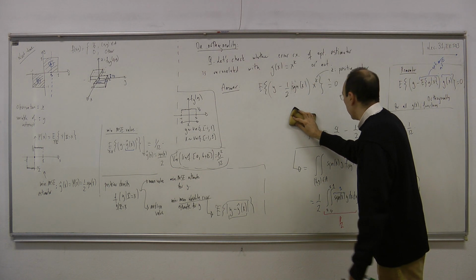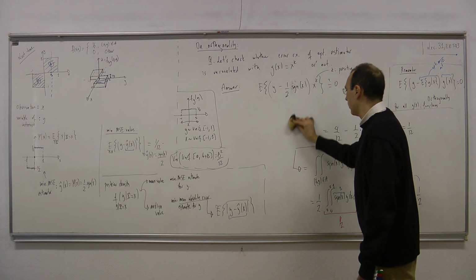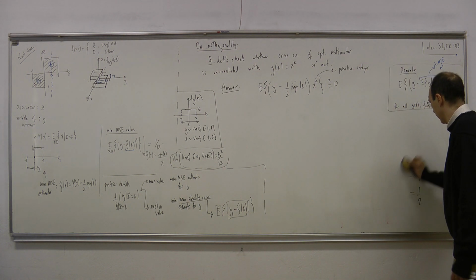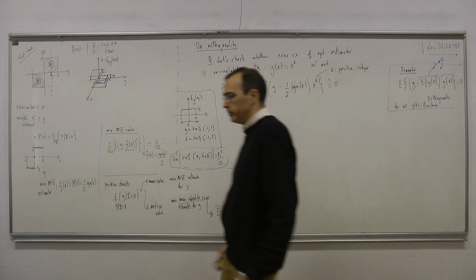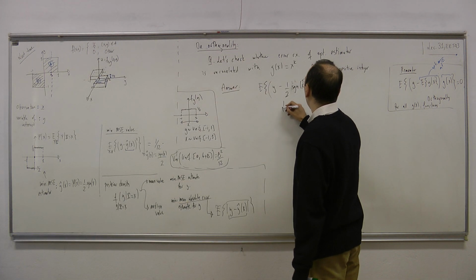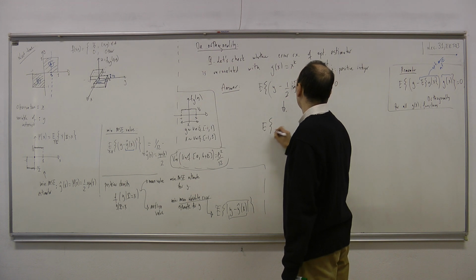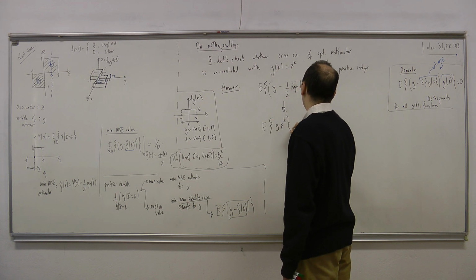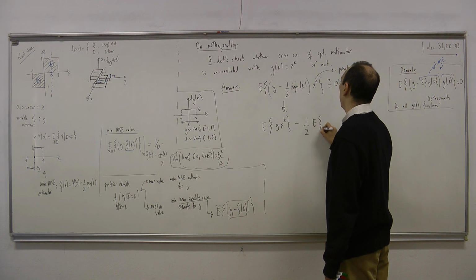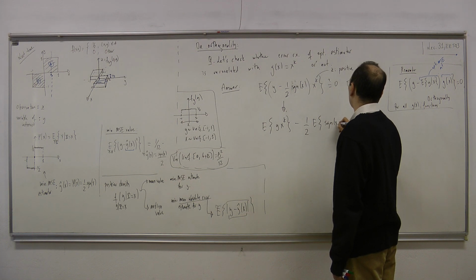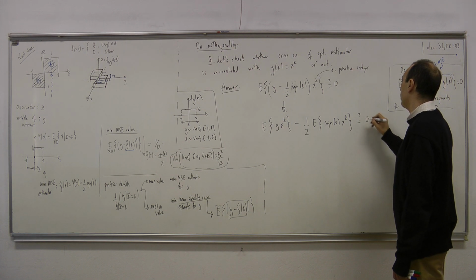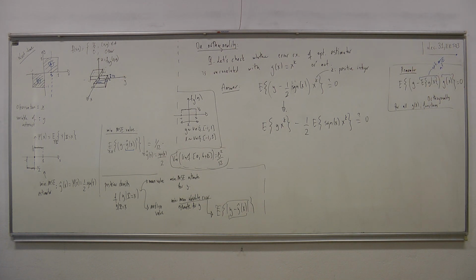So again, we are doing a very similar calculation. Okay, so let me write this part. So this is y x to the power k minus 1/2 expected value of signum x, x to the power k. So is it equal to 0? That is the question we are trying to answer.